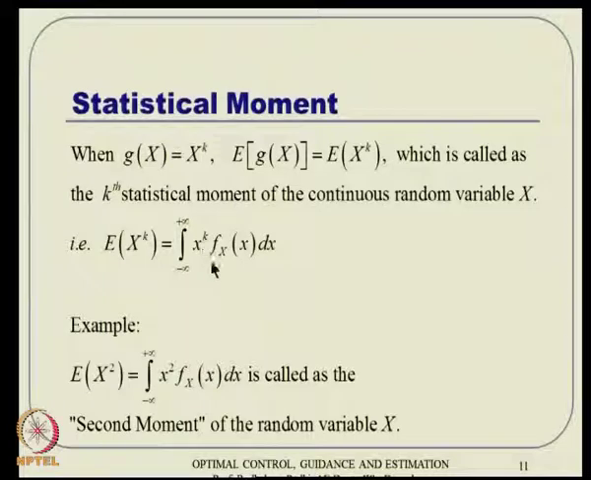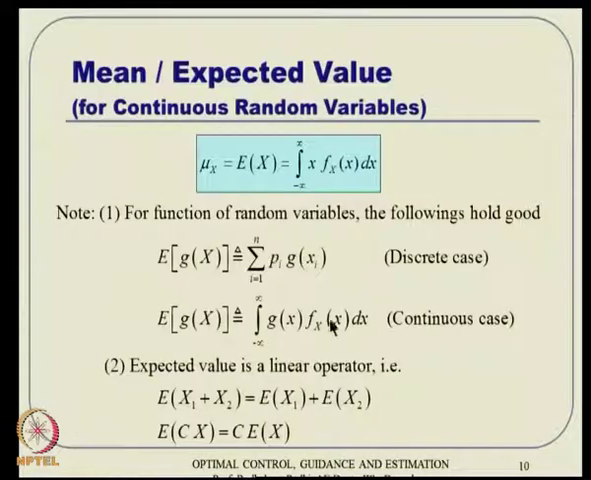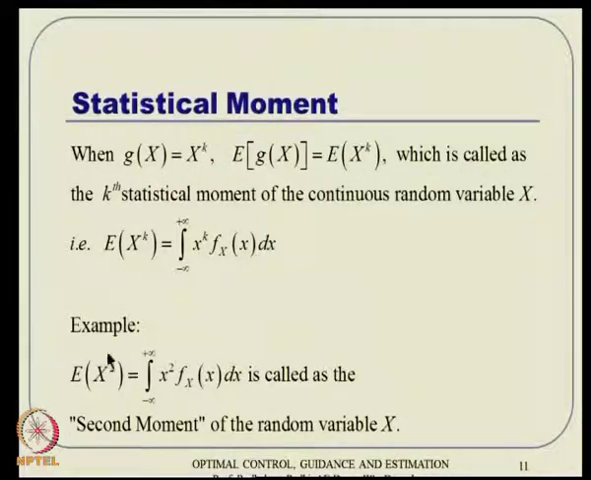So, g of x multiplied by this f_X of x, whatever you see here. And for example, if you talk about the expected value of x squared, then all that you have to do is integrate from minus infinity to plus infinity, where k is 2 here. So x squared is what you put here, and then evaluate this integral. This is typically called the second moment of the random variable. If you put x, not x squared, then it is called the first moment. So in general it is the kth statistical moment of the continuous random variable x, that is how it is defined.